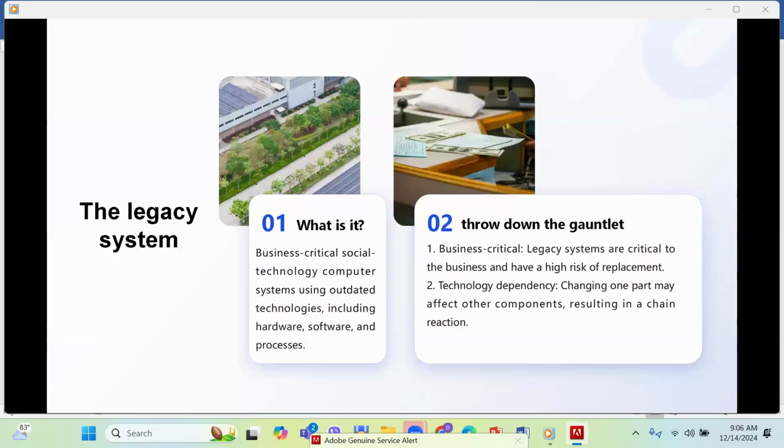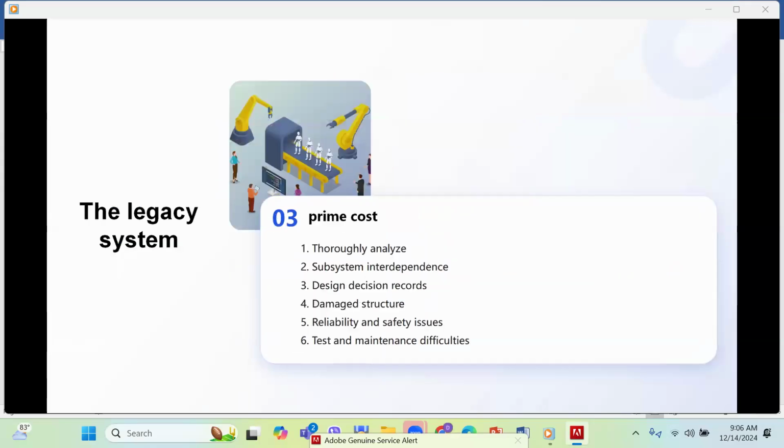Finally, we talk about the legacy system. What is it? Business-critical socio-technical computer systems using outdated technologies, including hardware, software, and processes. Characteristics: one, business-critical. Legacy systems are critical to the business and have a high risk of replacement. Second, technology dependency. Changing one part may affect other components, resulting in a chain reaction.